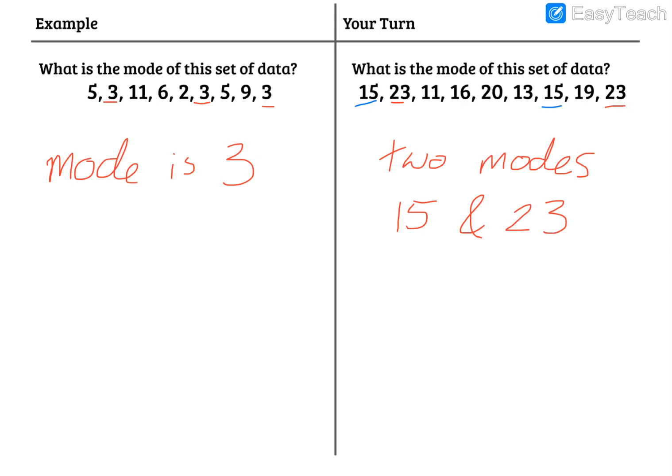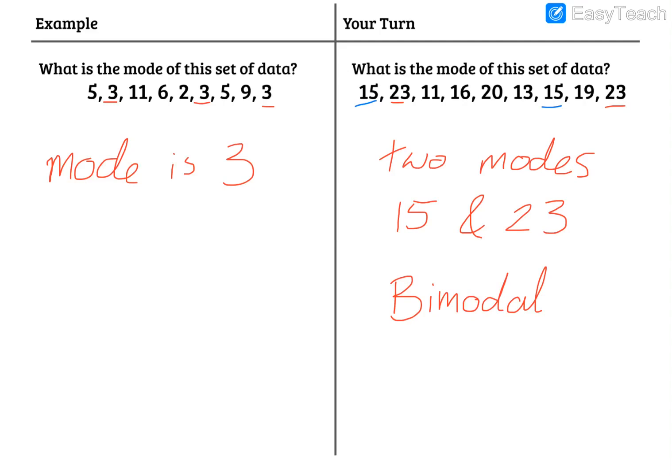And there's a special name for a data set that has 2 modes. We call it bimodal, which sort of makes sense if you think about it. Modal meaning to do with the mode, and bi meaning 2, like a bicycle, for instance. Okay, so we should have found that the modes, plural, are 15 and 23, and that is because this data set is bimodal.